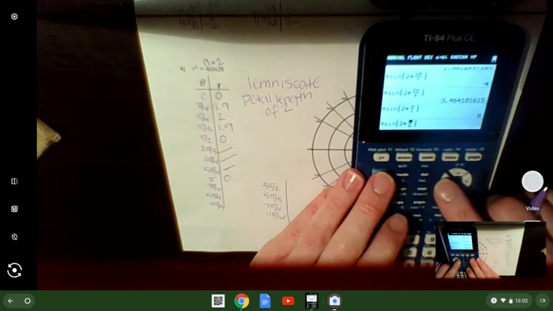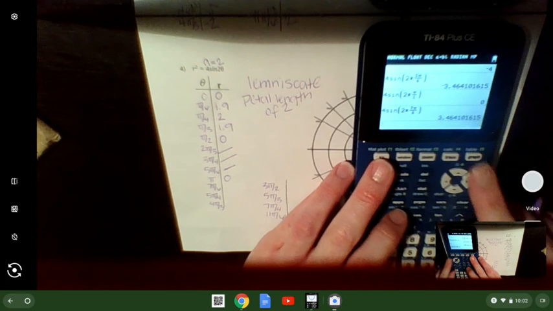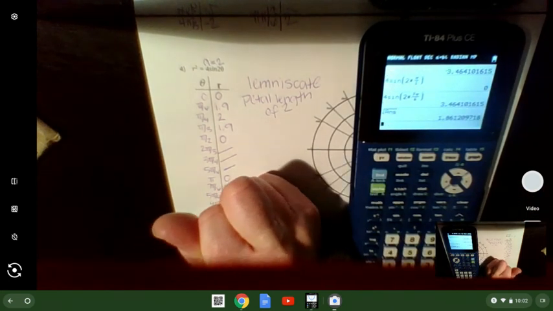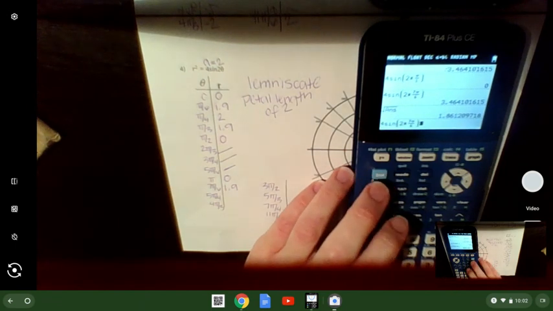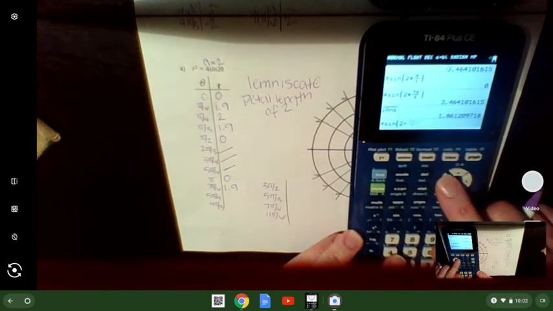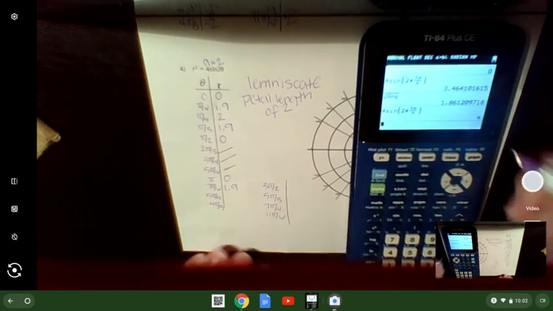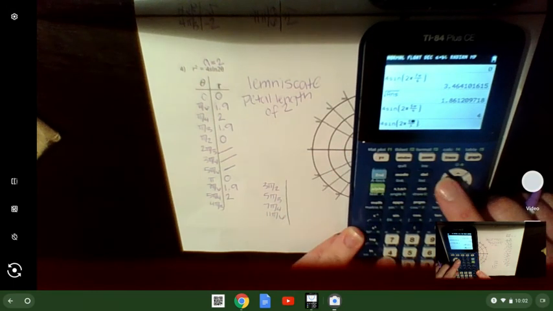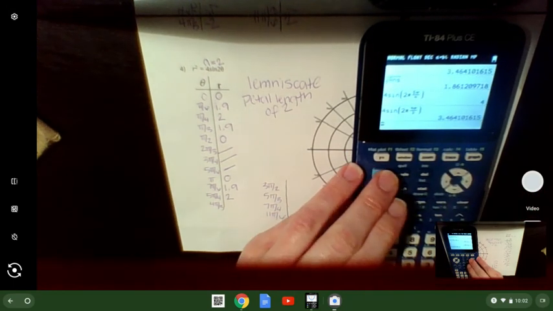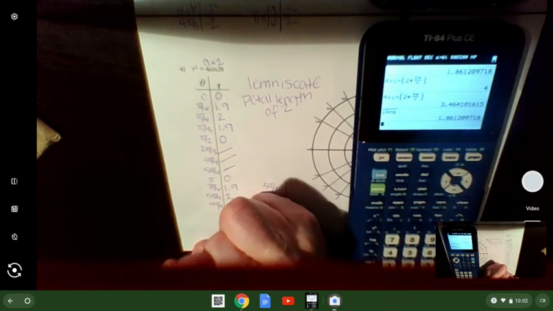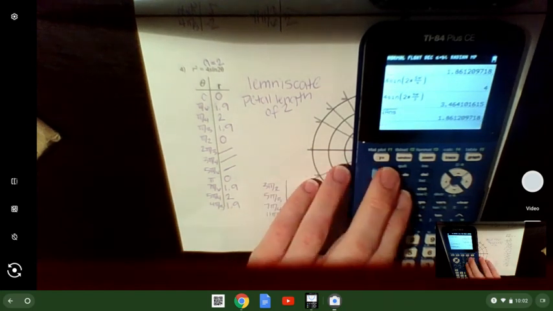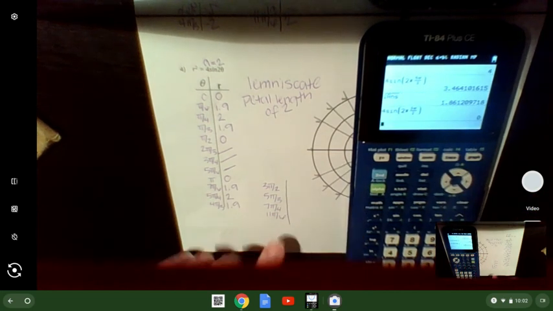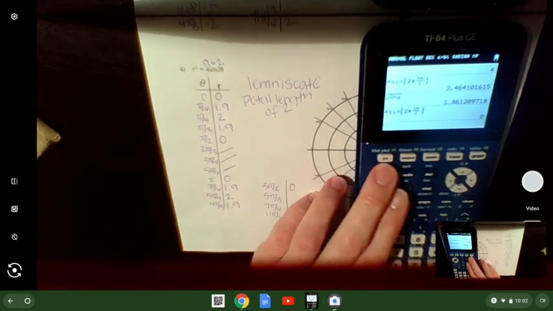7 pi over 6. Is that 3.46? We had this one before. Square root is 1.9. Looks like I'm getting that same kind of similar values. 5 pi over 4. Square root of 4 is 2. And 4 pi over 3. And square root of that 3.46 again, 1.9. On to 3 pi over 2. And we have 0. Square root of 0 is 0.